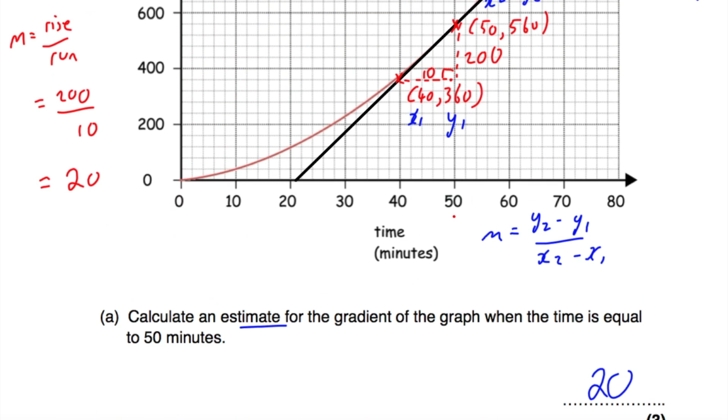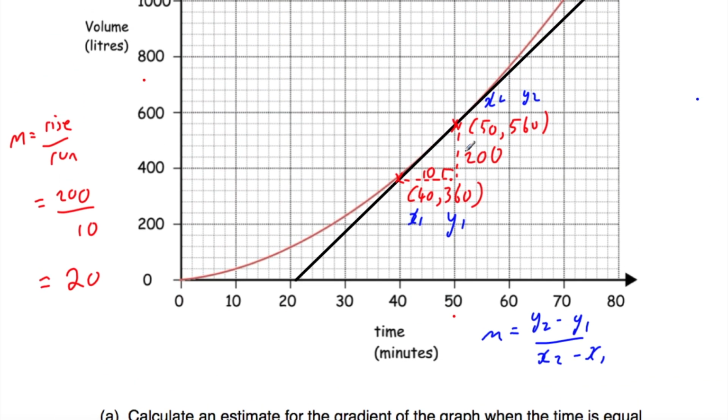And if we want to find those units, we just consider what we've done. We've done the rise divided by the run. We took the rise, which was in litres, and we divided that by the run, which is in minutes, so it's litres per minute in terms of the units. And that's it. Okay, let's have a look at our next question.